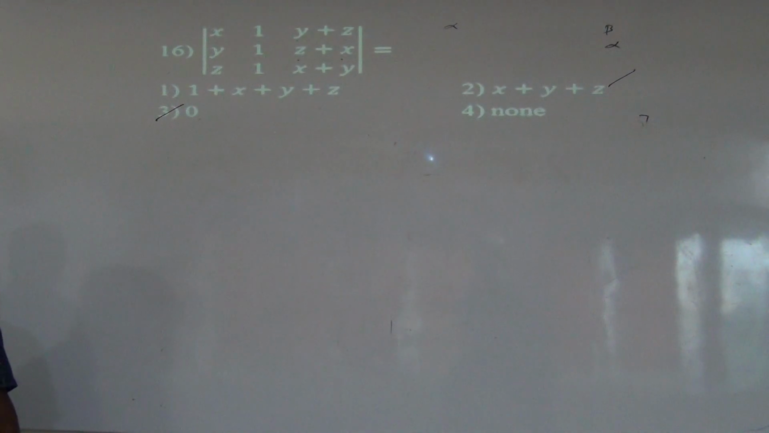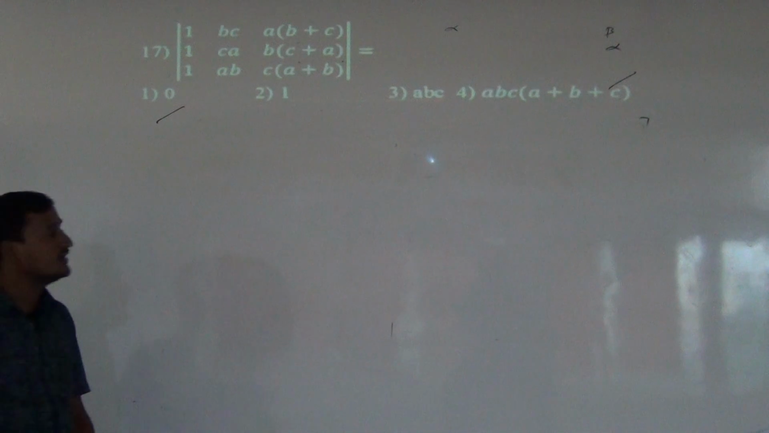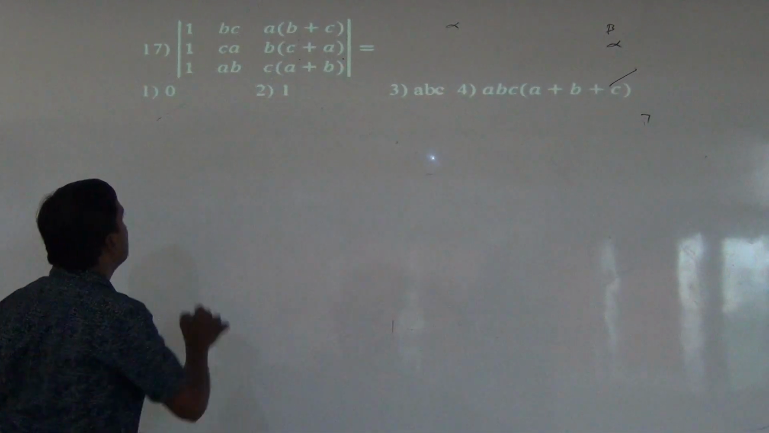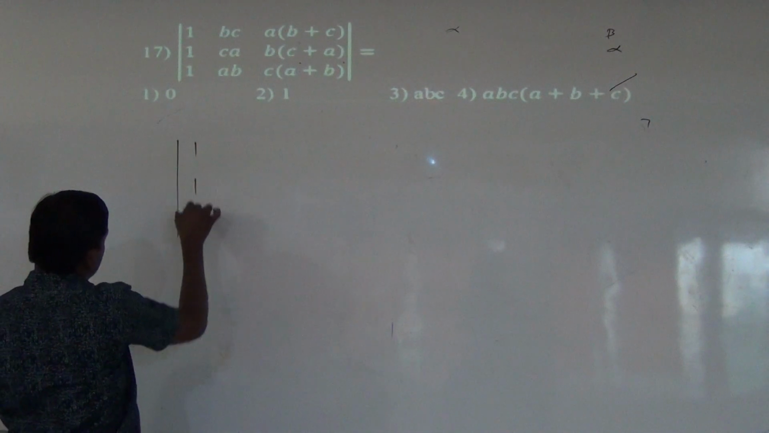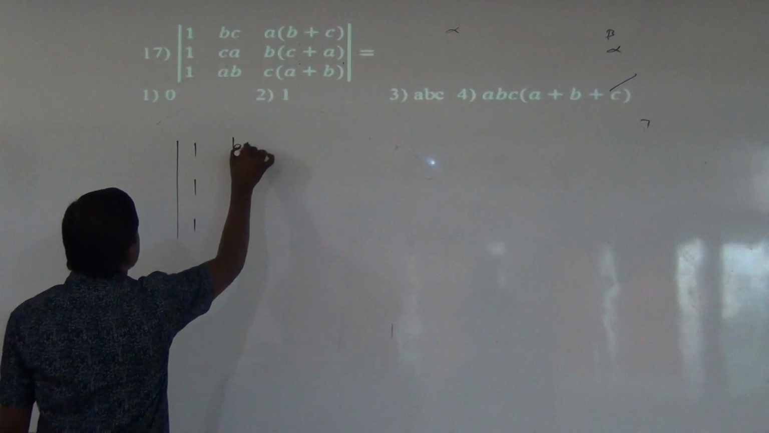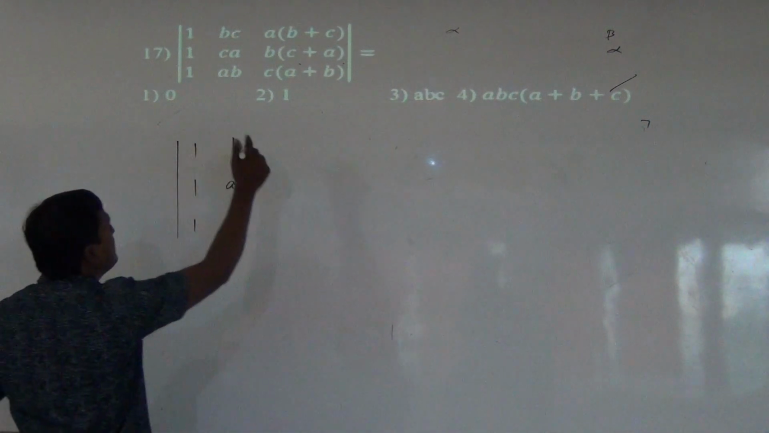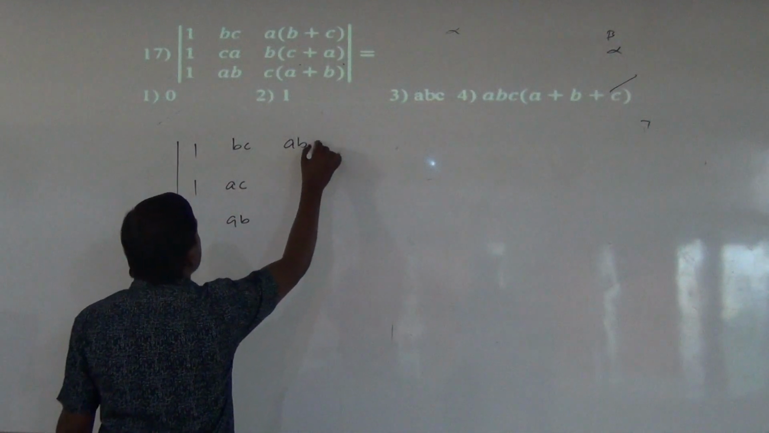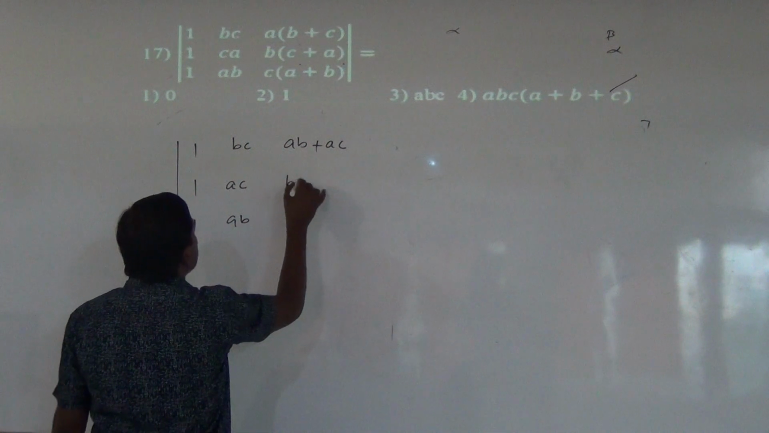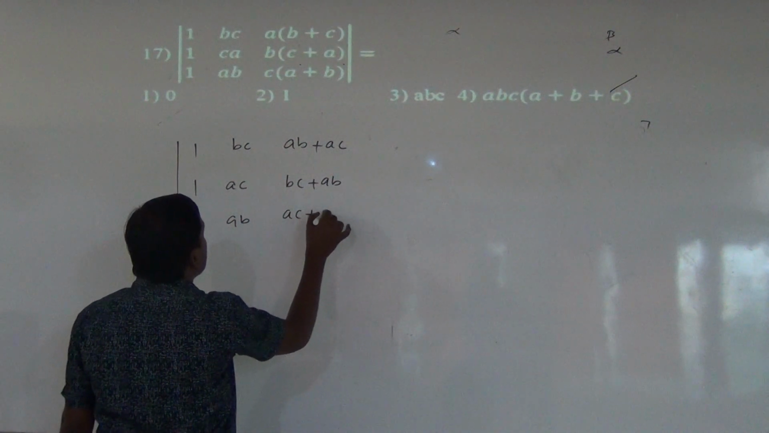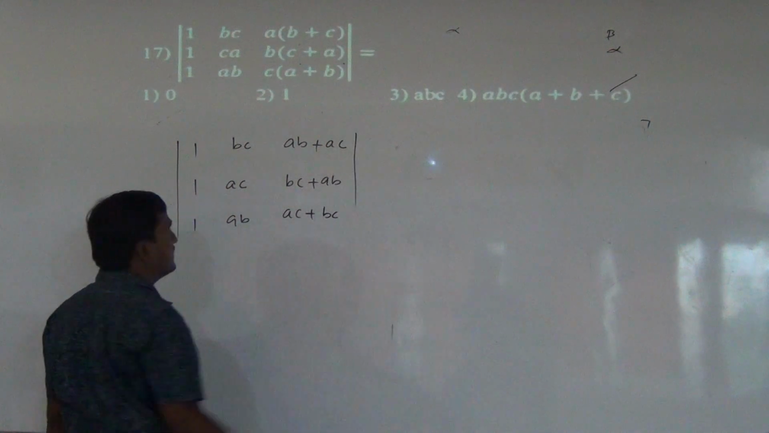Okay, this one. What is the value of this determinant? For this I will write C1 and C2 as it is: BC, AC, AB. I will multiply this one. So here it is AB plus AC, BC plus AB, and AC plus BC.